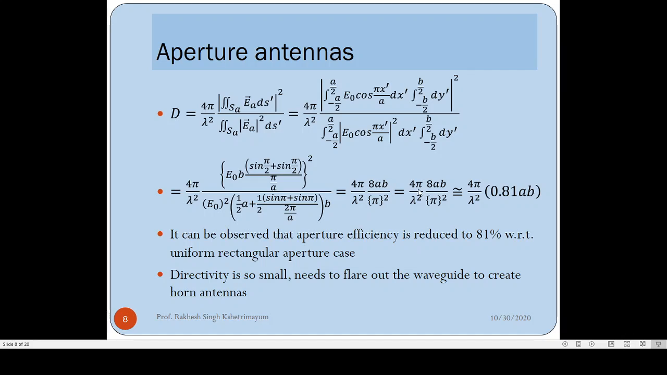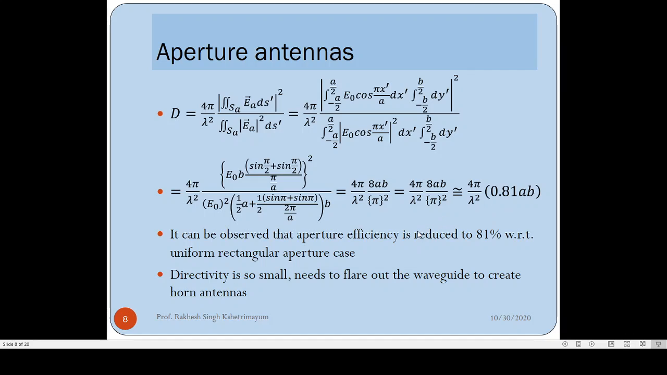So this is 4 pi by lambda square into ab. What is 8 by pi square? See, basically, if your aperture was very efficient, then it should be simply 4 pi by lambda square into a into b. A into b is the area of the rectangular aperture. But now, since this is an open-ended waveguide, aperture efficiency is not good. Because of that, we have a term 8 by pi square. If you calculate it, it's 0.81.